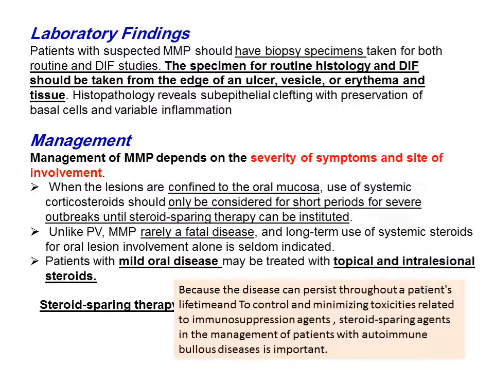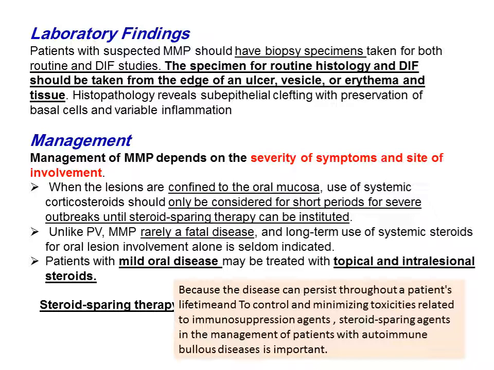Laboratory findings: a patient suspected of having mucous membrane pemphigoid should be biopsied, with samples taken for both routine biopsy and direct immunofluorescence study. The specimen for routine histology and direct immunofluorescence should be taken from the edge of an ulcer, vesicle, or erythematous tissue. The histopathology reveals subepithelial clefting with preservation of the basal cells and a variable degree of inflammation.